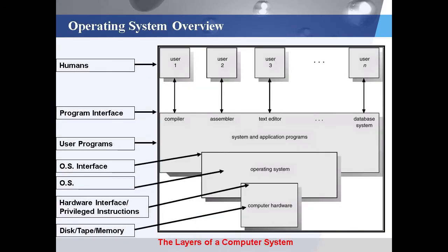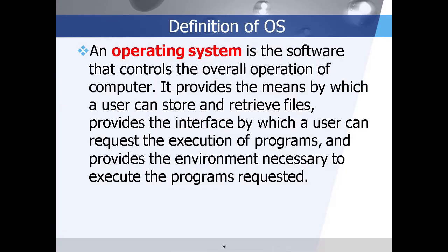This also shows you the different layers of the software. We have the human users, and the human users will talk to the operating system by using some program interface. And this layer is the user programs. The user's program will talk to the operating system by calling the interface provided by the operating system. We call these system calls. And then we have the operating system layer, and the operating system will talk to the hardware by using the hardware interface.